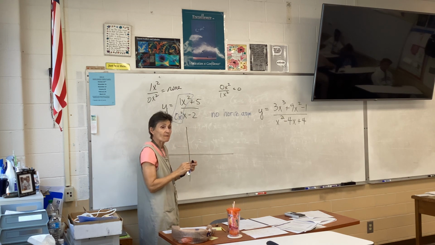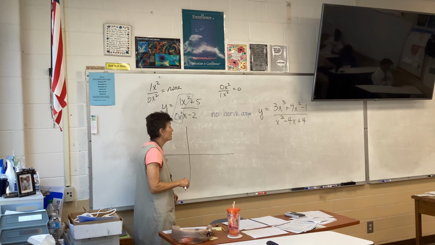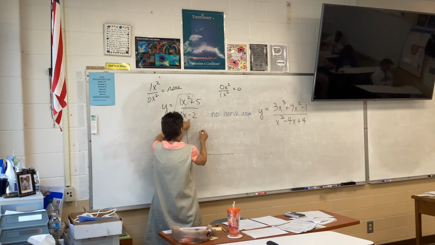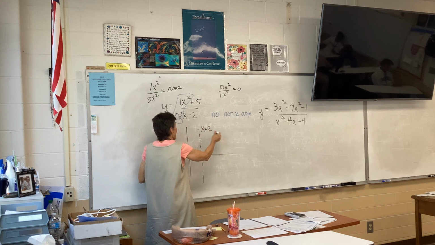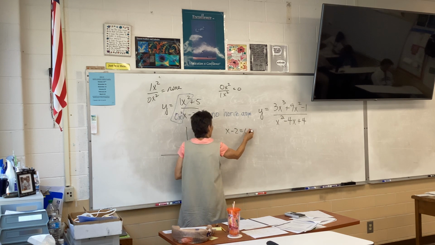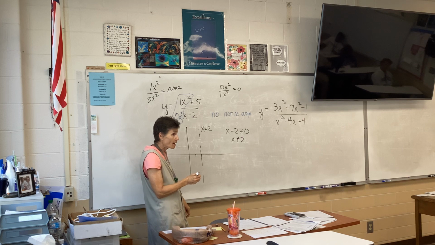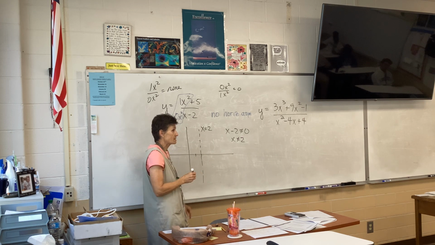Now, is there a vertical asymptote? Yes. Where is the vertical asymptote? At x equals 2. Because x minus 2 cannot be 0, so x can't be 2. And wherever there's a cannot be, there's a vertical asymptote.